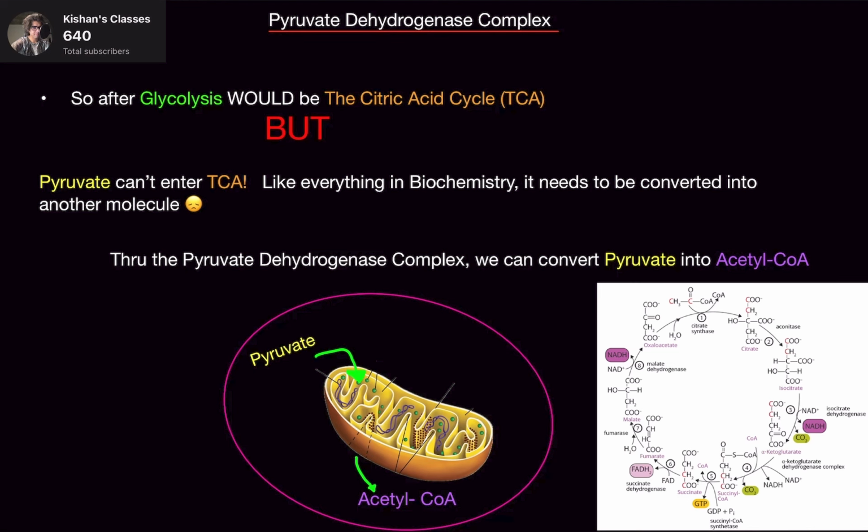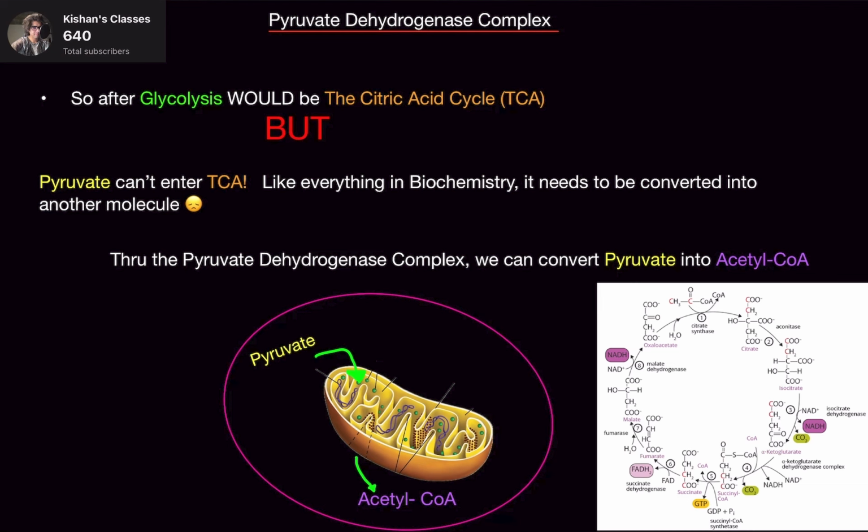But have you ever thought about it? What enters the citric acid cycle? What starts the actual cycle? If you've noticed, the citric acid cycle does not begin with pyruvate. It begins with acetyl-CoA. So how are we going from glycolysis, making pyruvate, to the citric acid cycle? That's not possible, because pyruvate does not enter the citric acid cycle.